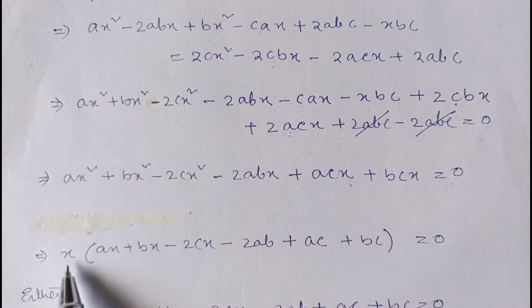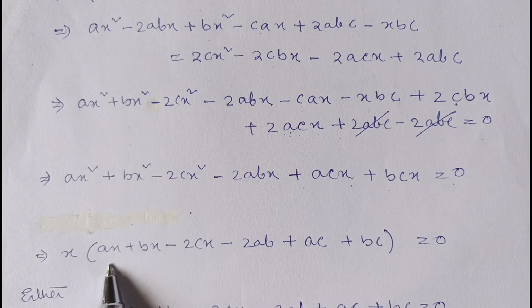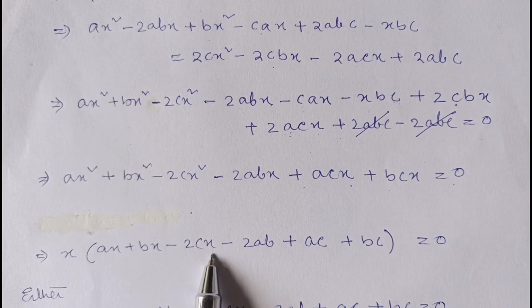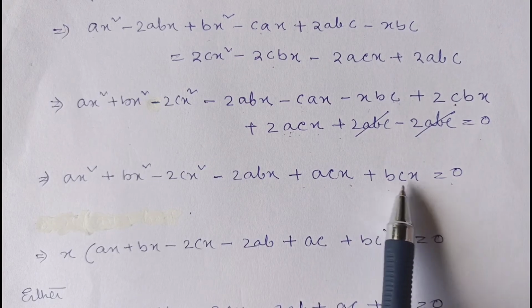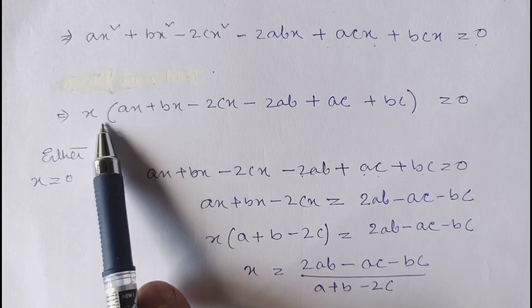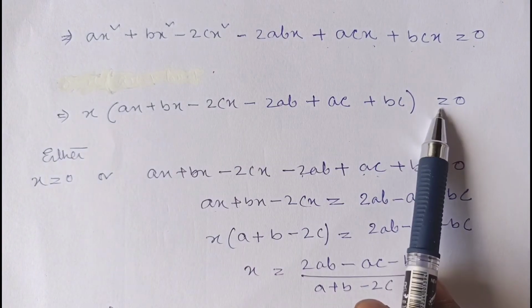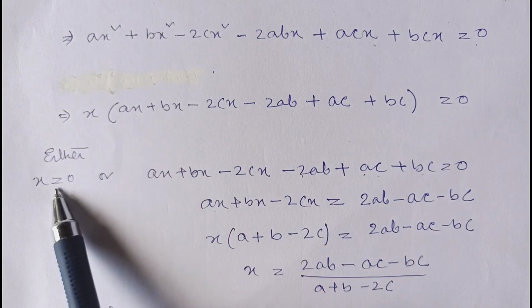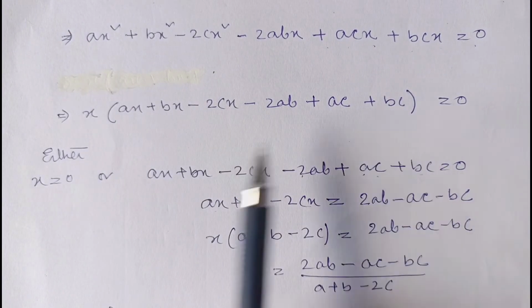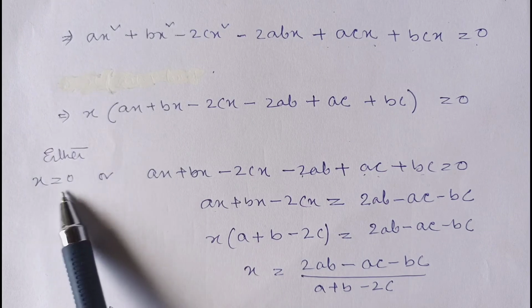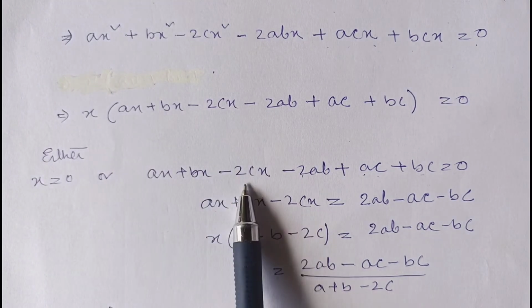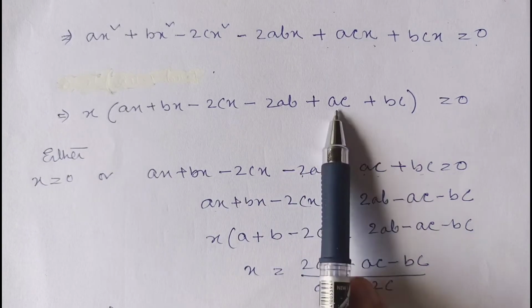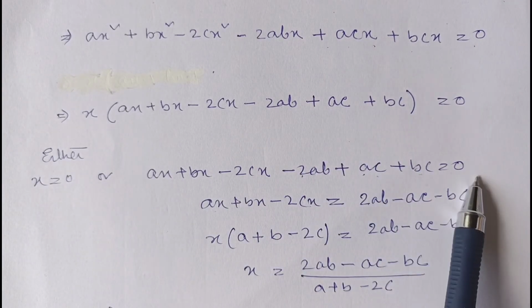From these terms, I can take x common, so it will be ax plus bx minus twice cx minus twice ab plus ac plus bc equals 0. So we got x into this term equals 0. So either x is 0 or this whole thing equals 0. So here we have written either x equals 0 or ax plus bx minus twice cx minus twice ab plus ac plus bc equals 0.